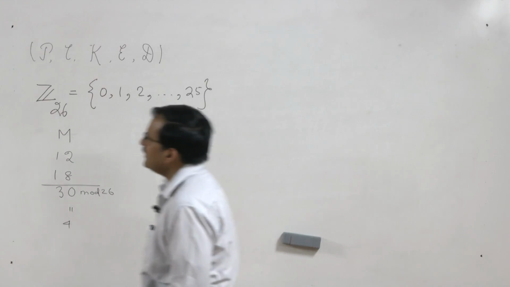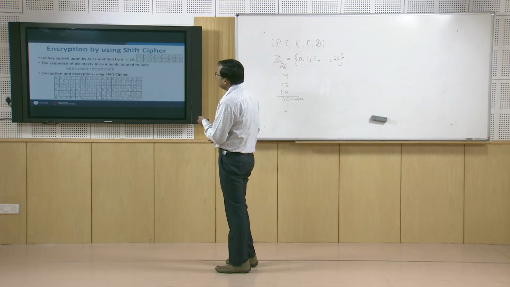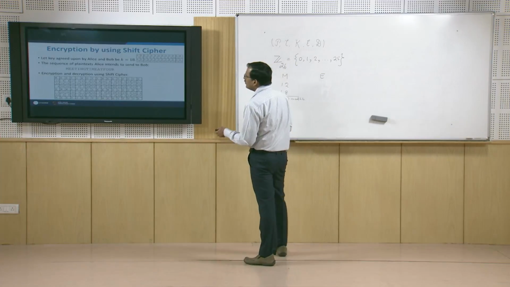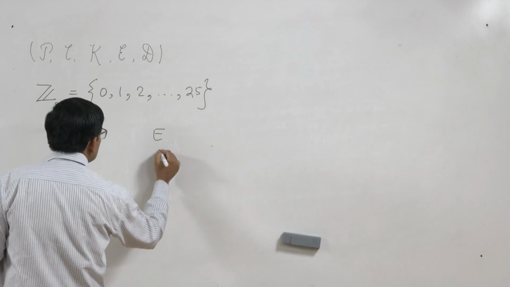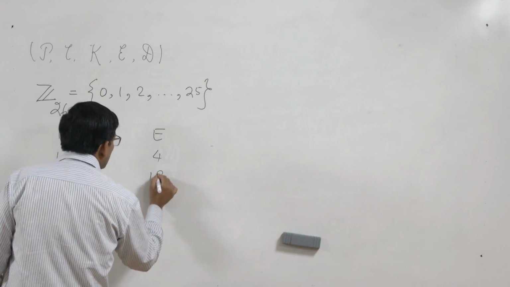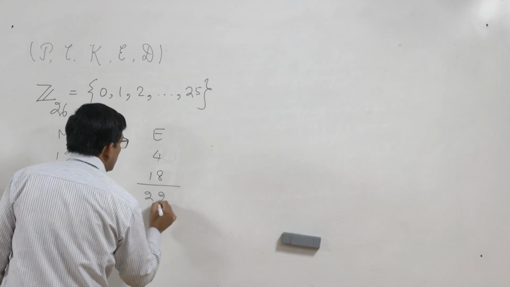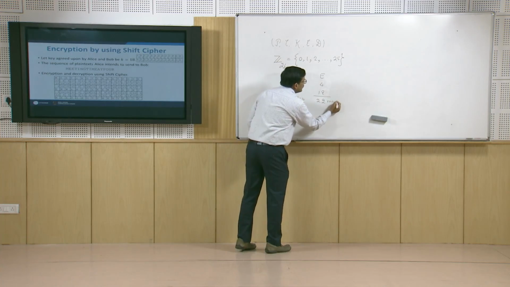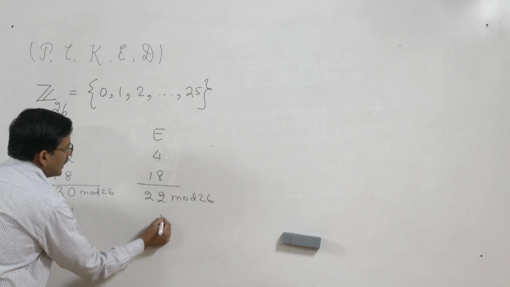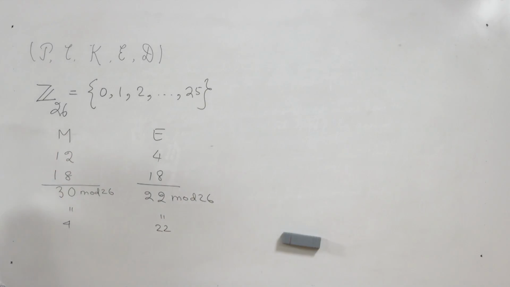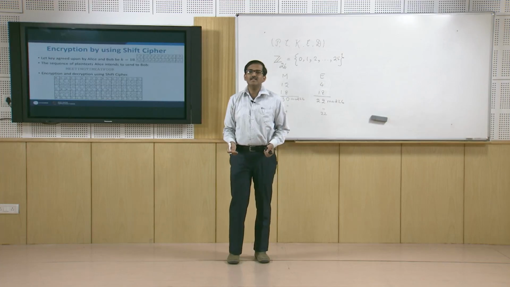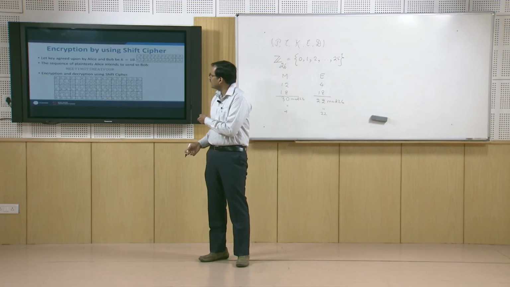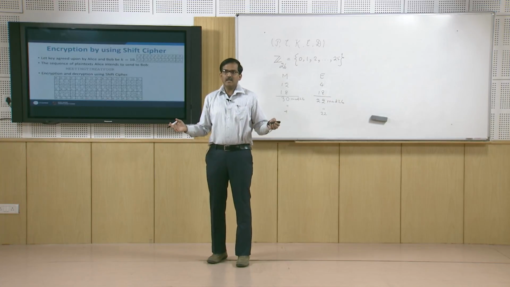In the case of the next letter, we see that we have E. Now, E is encoded to 4, and then I add 18, then I have 22, and now if I take 22 mod 26, I get 22, because 22 is 0 times 26 plus 22. So, this is 22, and that tallies with my table over here. We have to keep on doing like this.